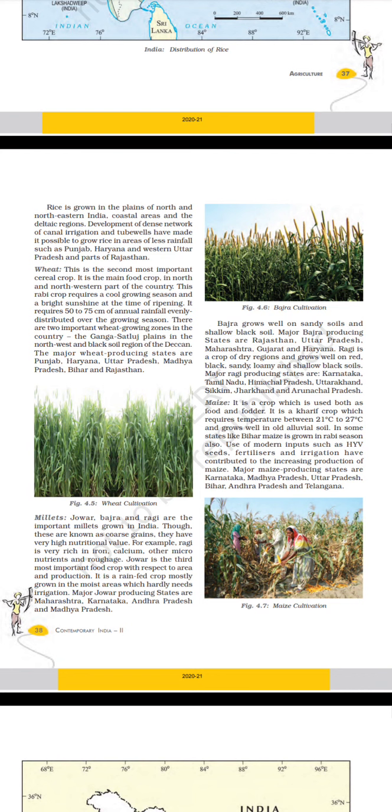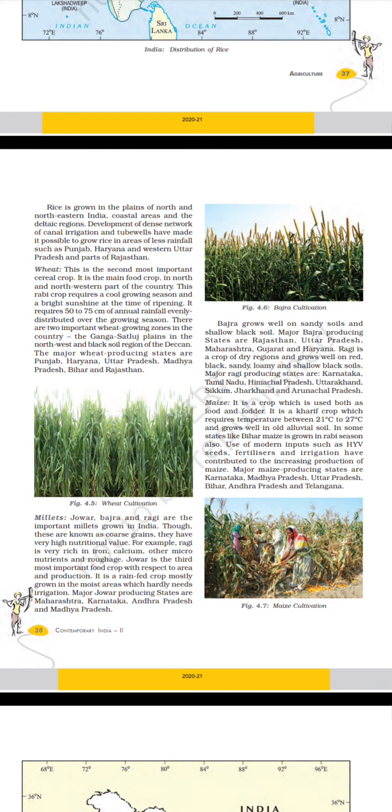Bajra grows well on sandy soils and shallow black soil. Major bajra producing states are Rajasthan, Uttar Pradesh, Maharashtra, Gujarat and Haryana. Ragi is a crop of dry regions and grows well on red, black, sandy, loamy and shallow black soils. Major ragi producing states are Karnataka, Tamil Nadu, Himachal Pradesh, Uttarakhand, Sikkim, Jharkhand and Arunachal Pradesh.